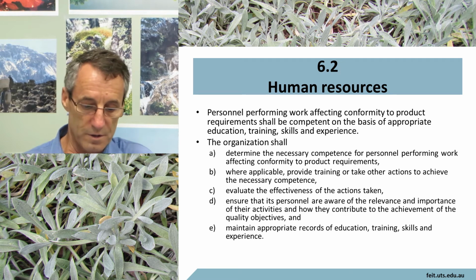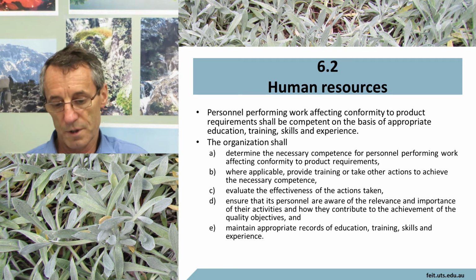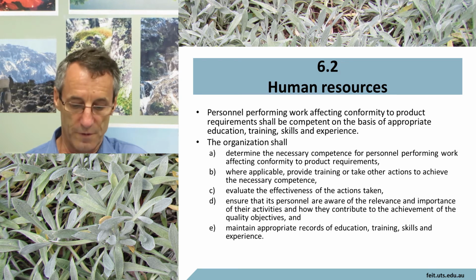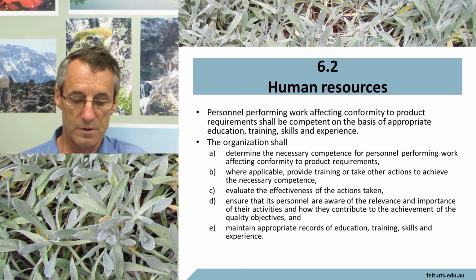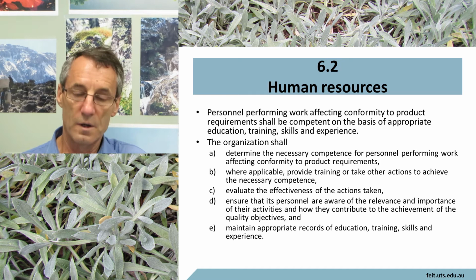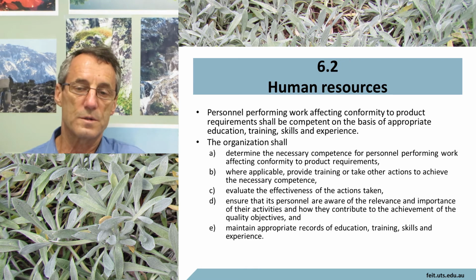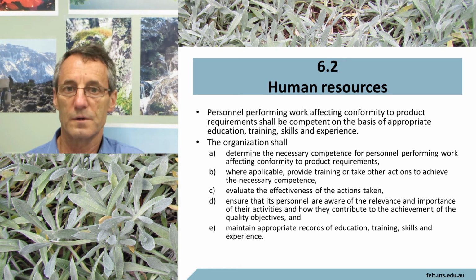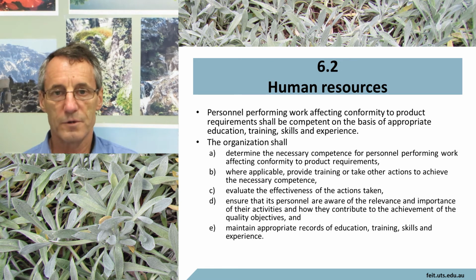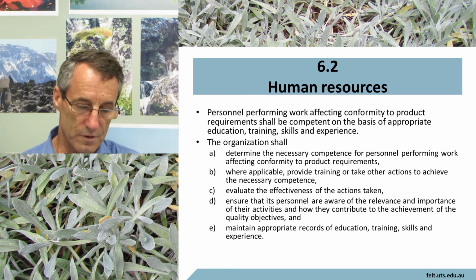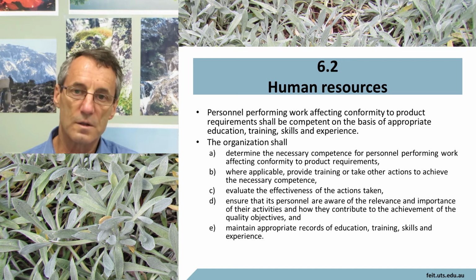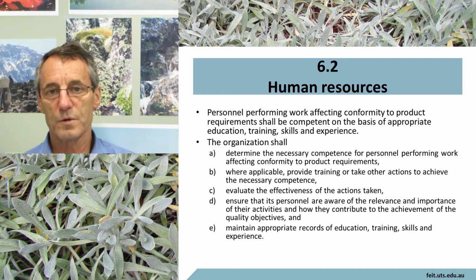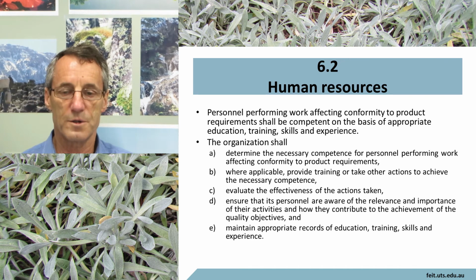The competence, awareness, and training also has to ensure that its personnel are aware of the relevance and importance of their activities and how they contribute to the achievement of quality outcomes. Also must maintain appropriate records. These normally would be records of the training, records of their general activities. But note the first one I spoke about, and that is the personnel should be aware of the importance of what they do, how that contributes to it.